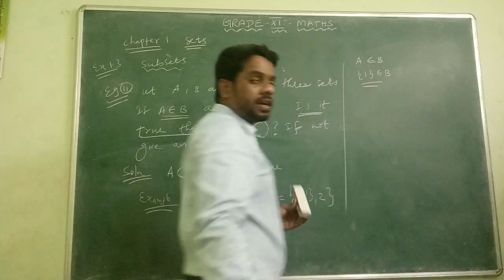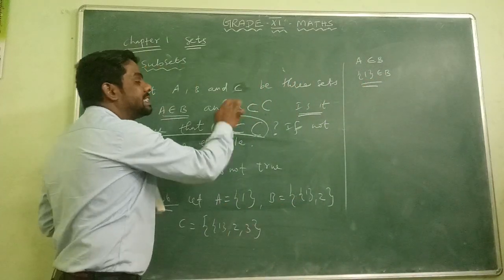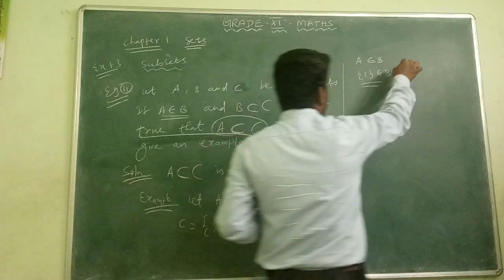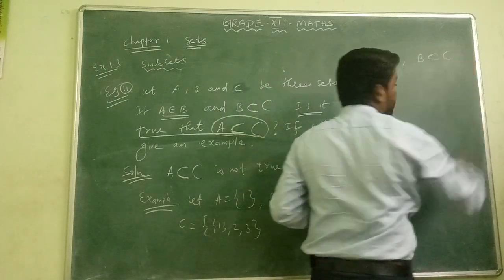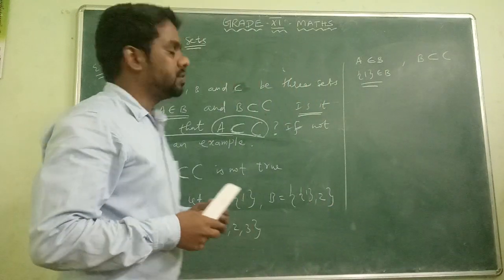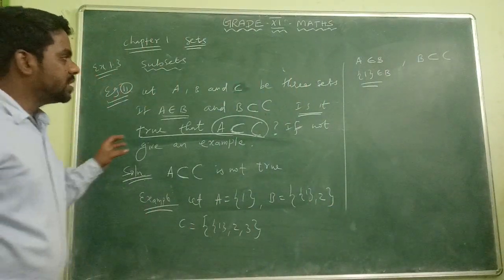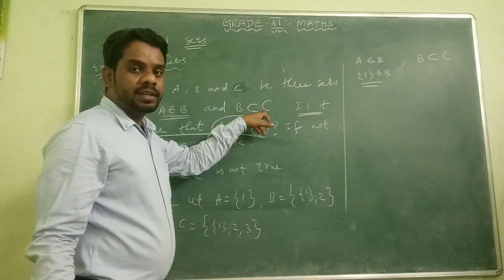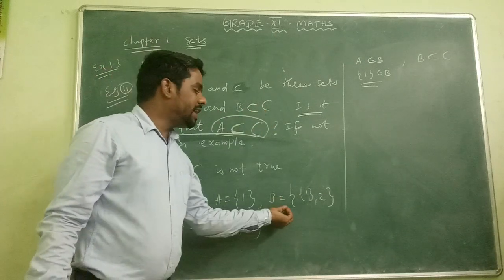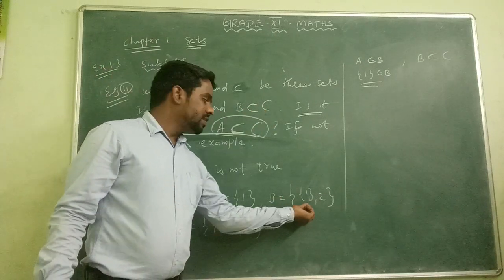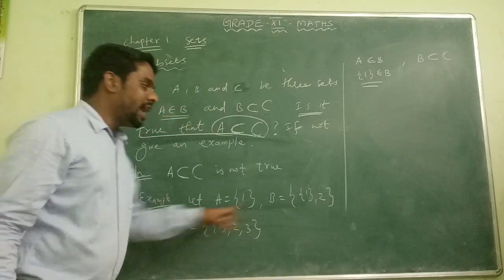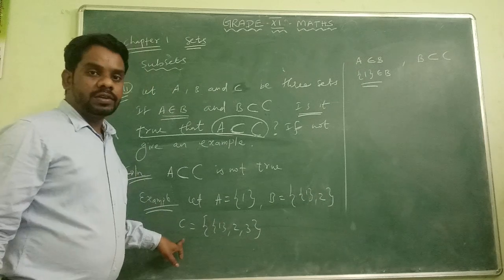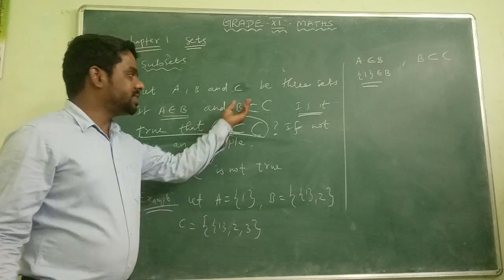Okay, right. And also B is a subset of C. Listen students, here B is a subset of C. Why is that? Here the elements of B are 1 and 2. The element 1 belongs to C and 2 also belongs to C. So B is a subset of C is correct.